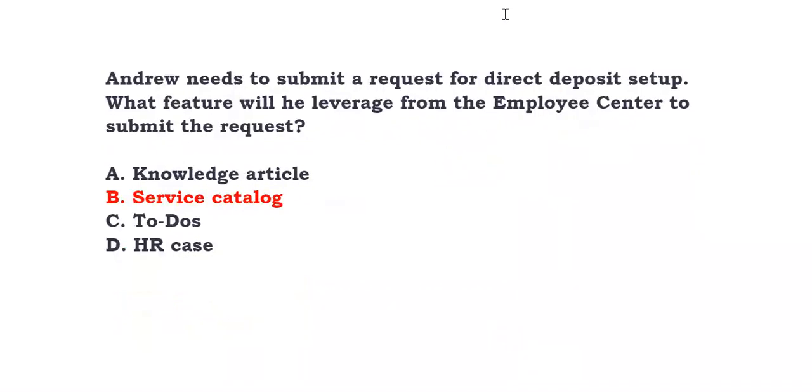Next question. Andrew needs to submit a request for direct deposit setup. What feature will he leverage from the employee center to submit the request? Option A, knowledge article. Option B, service catalog. Option C, to-dos. Option D, HR case. Correct answer is option B, that is service catalog.